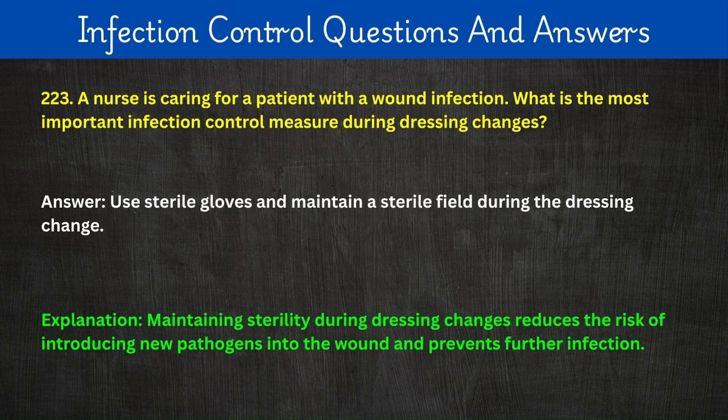223. A nurse is caring for a patient with a wound infection. What is the most important infection control measure during dressing changes? Answer: use sterile gloves and maintain a sterile field during the dressing change. Explanation: maintaining sterility during dressing changes reduces the risk of introducing new pathogens into the wound and prevents further infection.